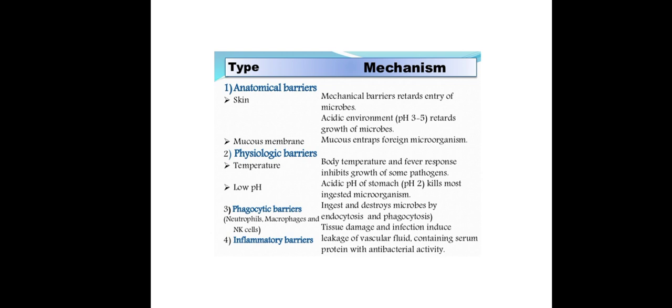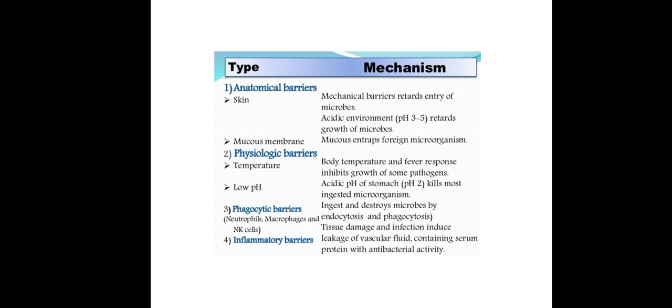Anatomical barriers include the following barriers. One is skin, another one is mucous membrane. The skin is one of the mechanical barriers that retards the entry of microbes. It consists of sweat glands that produce sweat, which has an acidic environment. The pH ranges between 3 to 5, which retards the growth of microbes.